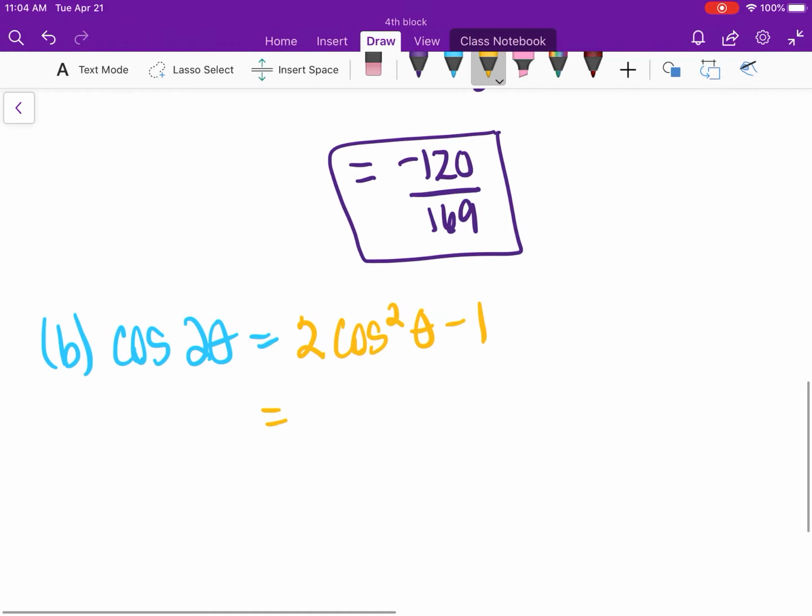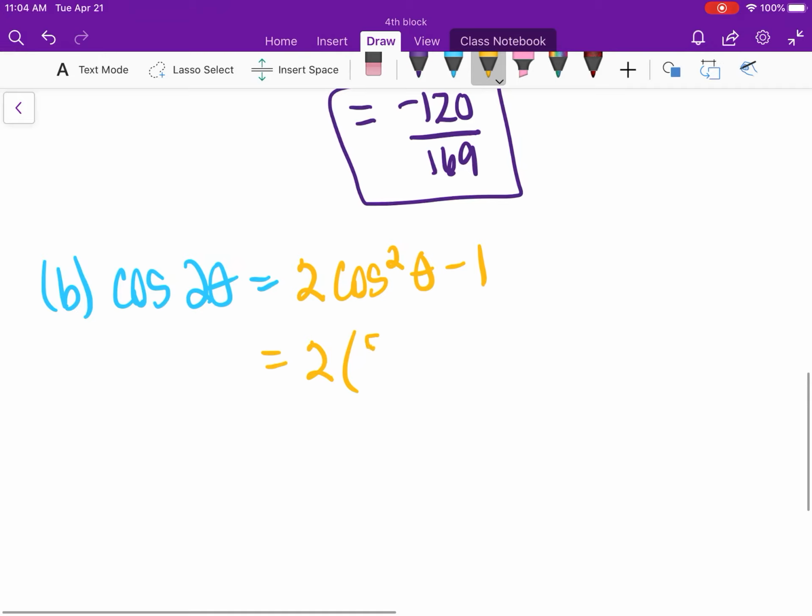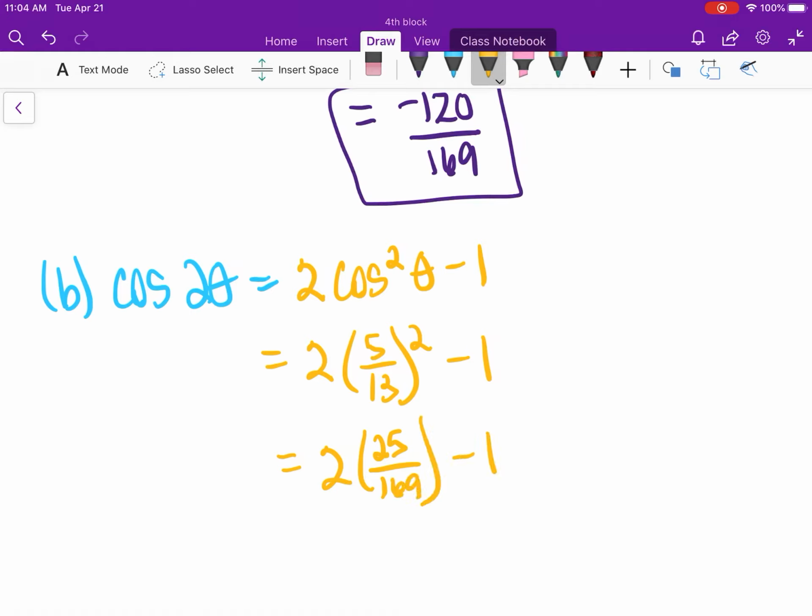Okay. So I will substitute in the cosine value, which was given to be 5 over 13. And so if I square 5 over 13, that's 25 over 169. And so that's going to be 50 over 169. And when you subtract 1 from that, you end up with negative 119 over 169.